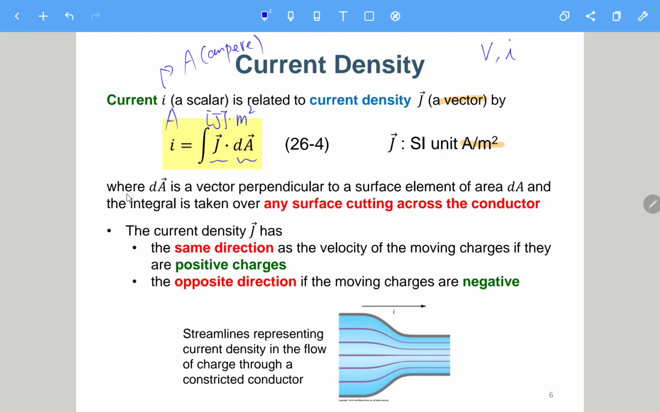Here it says dA is a vector perpendicular to the surface element of area dA, and the integral is taken over any surface cutting across the conductor. Just say for this one.